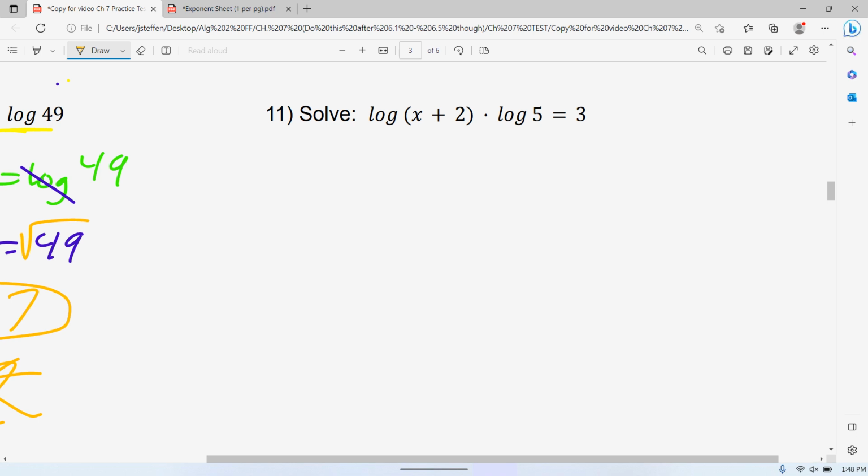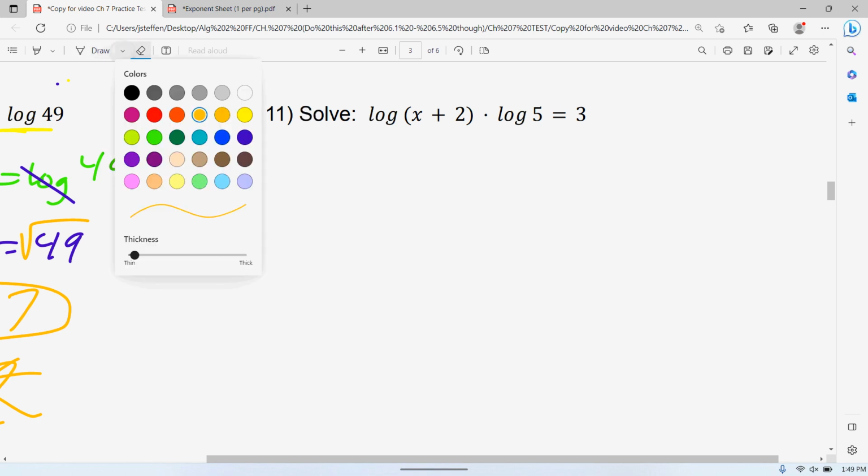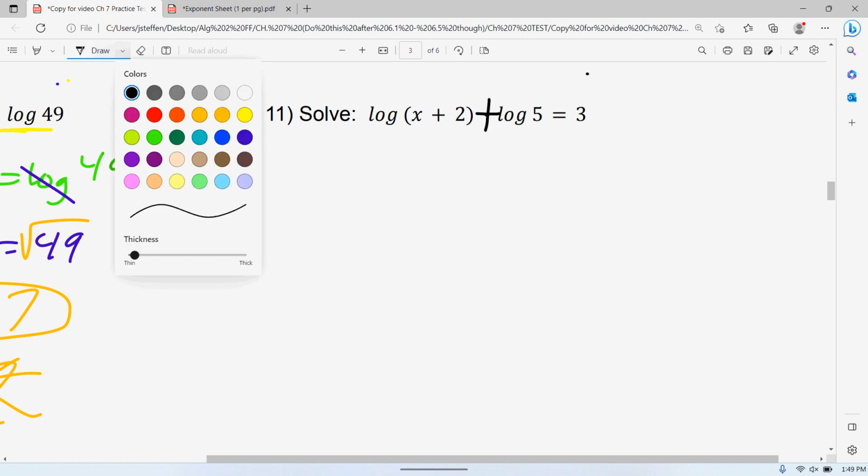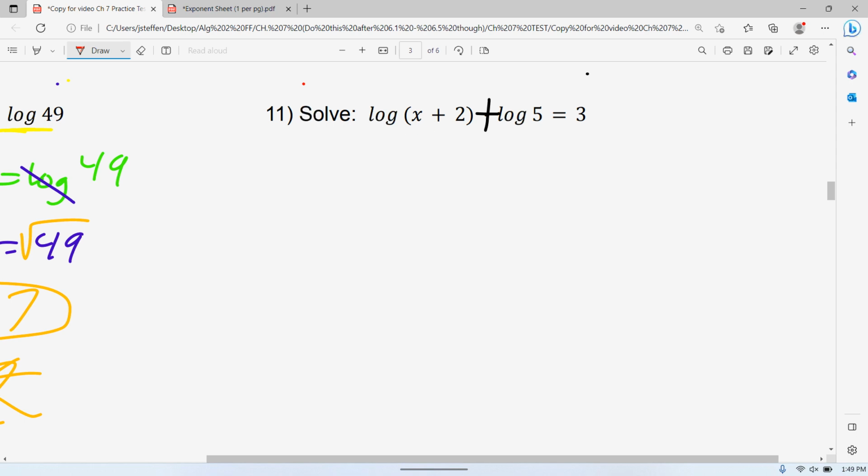So number 11 is done a little bit differently because we have the logs on the same side. So we're going to... this is supposed to be a plus. Yes, sorry, this plus sign right here, I need to change that. And the reason I made a mistake is because when you're adding those, you multiply. So 5 and x plus 2. So log of 5 times x plus 2. I put them in a different order, but that's because we're used to seeing it that way. Apologize, that should be changed.